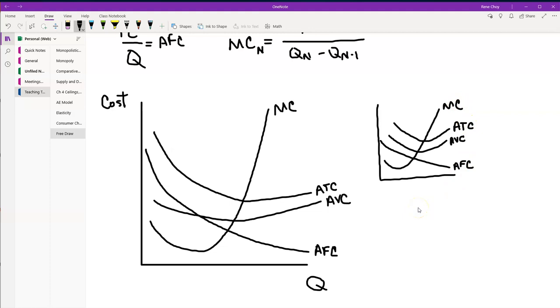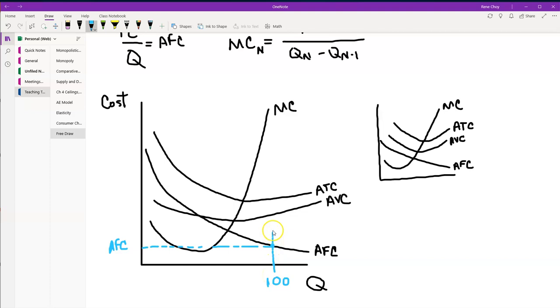Now, why do we like to graph things versus just explaining them with numbers? Well, let's pick a quantity of production. Let's say that we produce at this quantity right here. Let's say that this is 100 pizzas. Now, because we're using these graphs, we can easily identify costs of production. So my fixed cost per pizza will be here. This will be my average fixed cost per pizza at 100 pizzas produced.